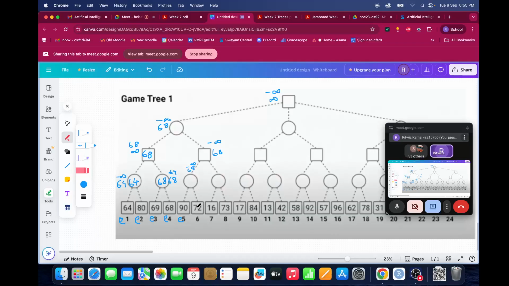Similarly here E6 will also be returning 72, which is greater than 68. So no change to the beta value again. So this will also have 68.